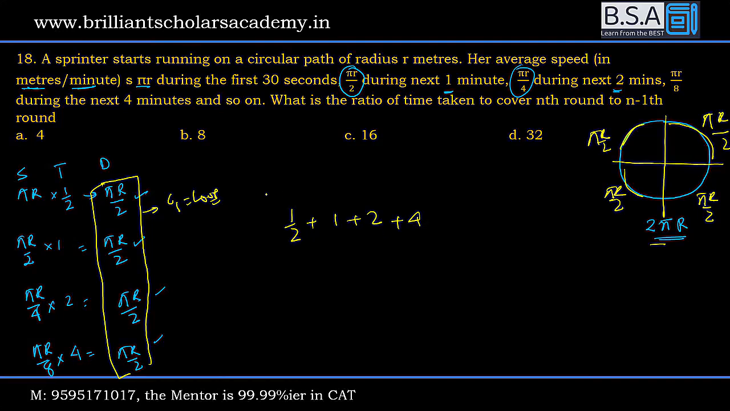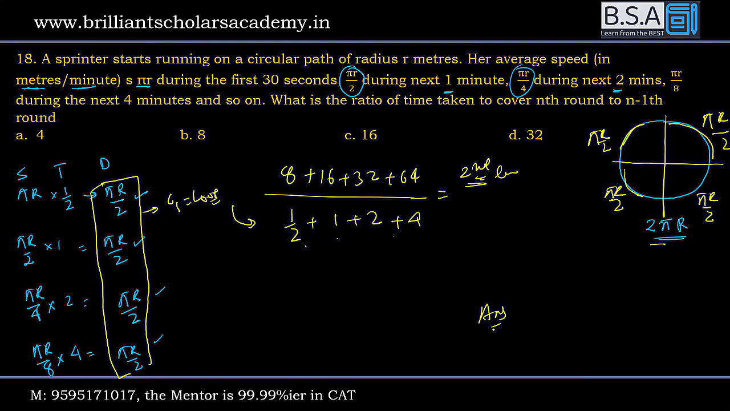Please observe the pattern. The time is getting doubled. So when I start the second loop, the time will be 8, 16, 32, 64. The numerator is the time for the second loop, the denominator is the time for the first loop, and this is your answer.